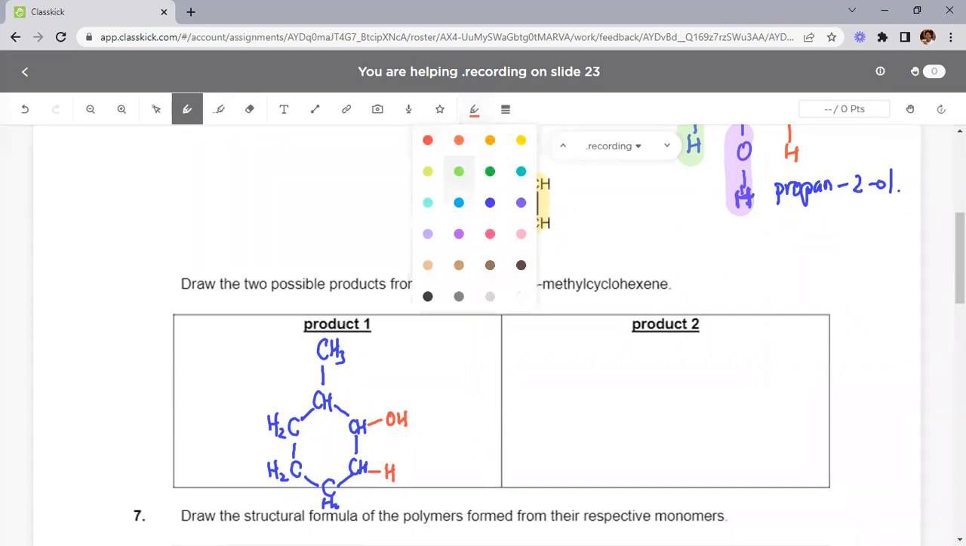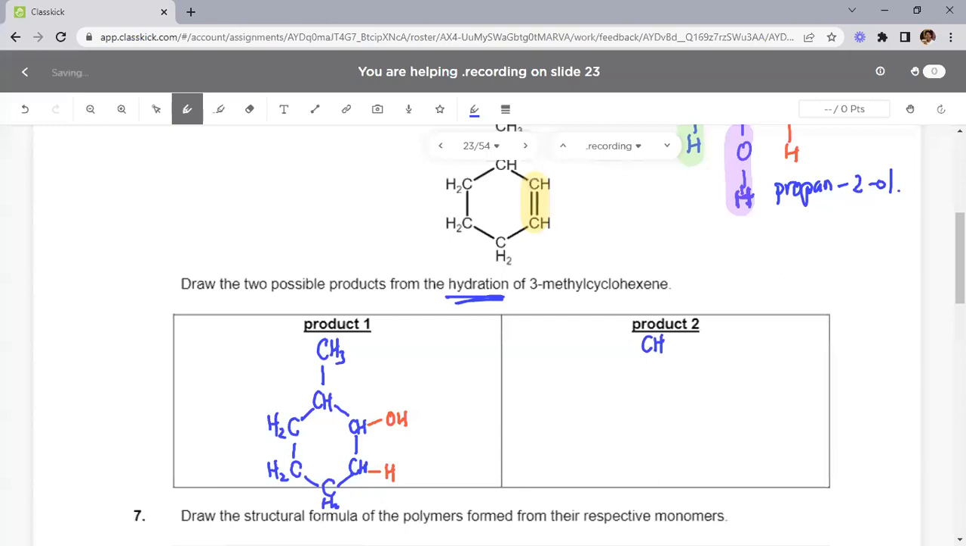The second possible product will look like this. So I'm going to draw once again the same skeleton, looking exactly similar to what I've drawn on the left-hand side. Except now, instead of the OH being on the top, I'm going to put the OH at the bottom here. At the top, I attach an H. So you can see I've swapped the position of the H and the OH. That's how I get the 2 different products after the addition. So just take note of that.